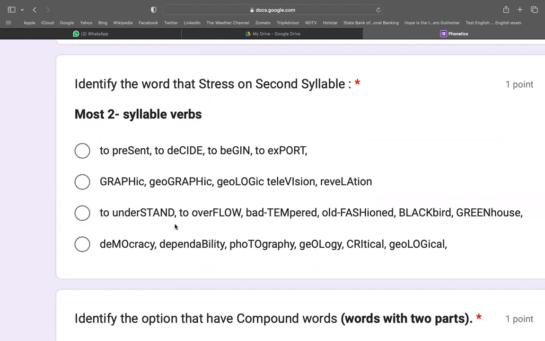Now, identify the word that's stressed on the second syllable. This is my favorite. We will try to complete it. Here it is given: identify the word that has stress on the second syllable. So what is the second syllable here? If you go from the left side onwards, it is called the second syllable because E is in the first syllable, then in between S is given. So again here you will find decide.